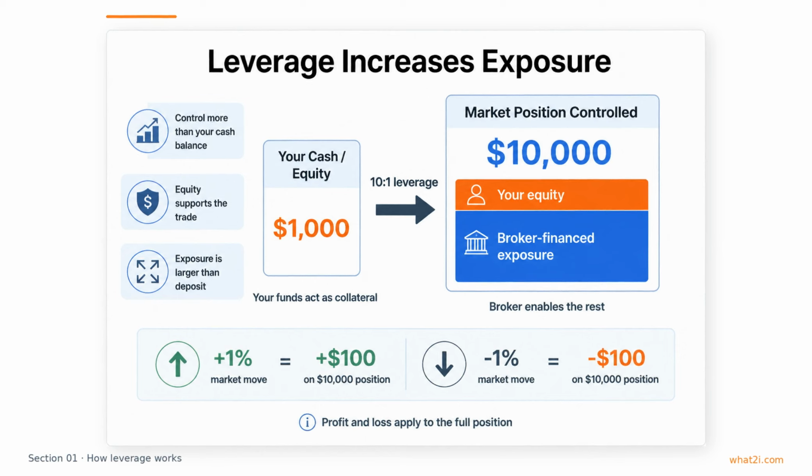That matters because profit and loss are calculated on the full position size, not just on the amount you deposited. So if you have $1,000 and control $10,000 of currency exposure, even a small price move is applied to the entire $10,000. This is why leverage can make a trade feel much bigger than the cash sitting in the account.